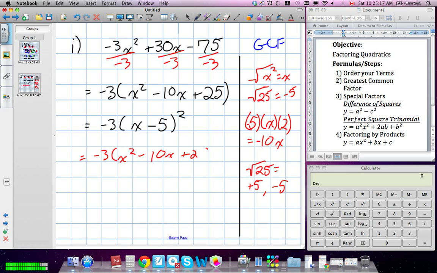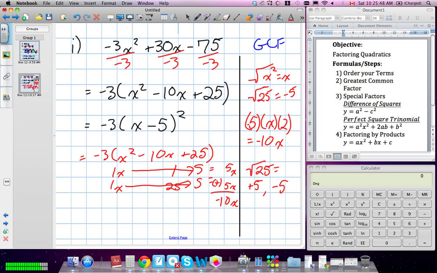I know the products have to add up to negative 10. Without even circling them, I can tell you really quickly, if I do 1 times 5, 1 times 5, that's going to give it to me. So 1x times 5 and 1x times 5 gives me 5x and 5x. But because this is negative 10, both of these need to be negative in order to add up. So my second terms, both these 5s, have to be negative.